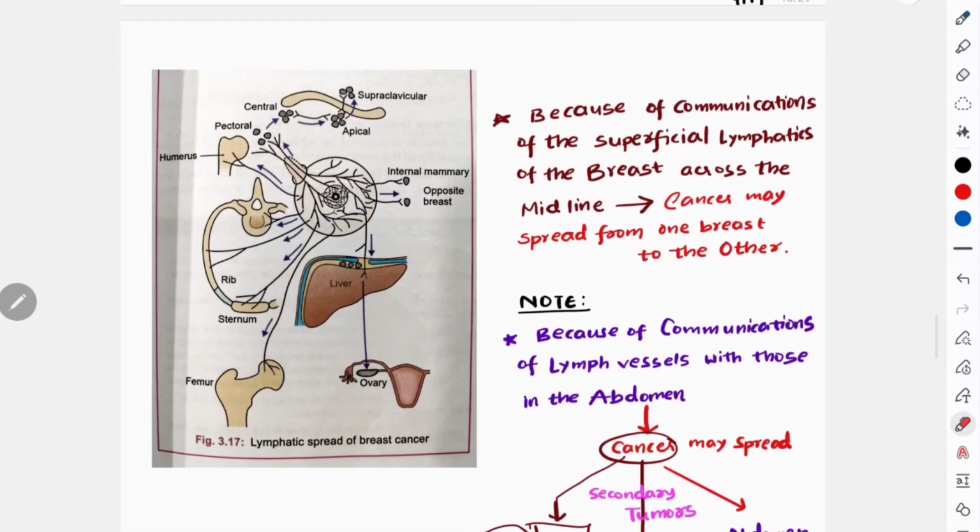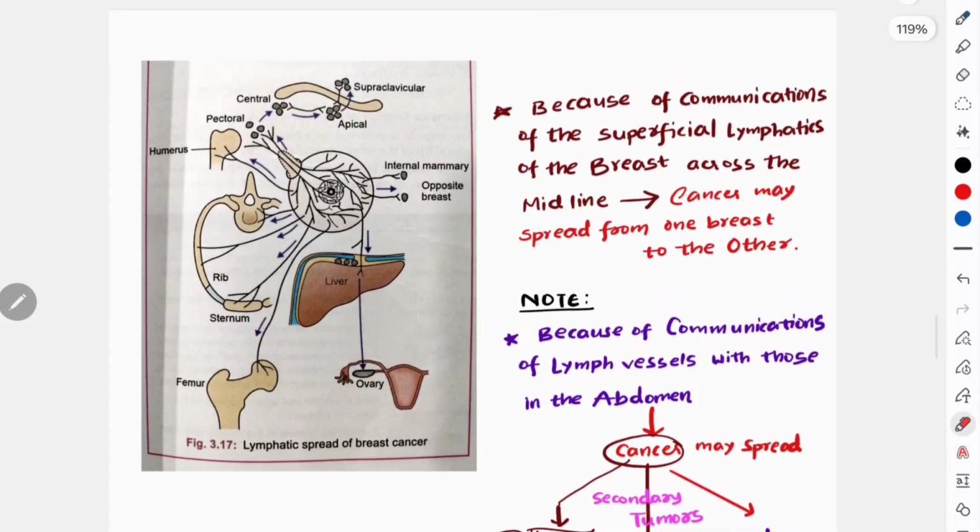So this is from the BD Chaurasia textbook. The lymphatic spread of breast. See, this is the breast. These are the internal mammary lymph nodes. You can see, it can go to the humerus, bone cancer may develop. It can go to ribs, sternum, spine. It can go to liver. It can go to ovary. It can go to femur bones. So this is the metastasizing ability of the tumor mass.